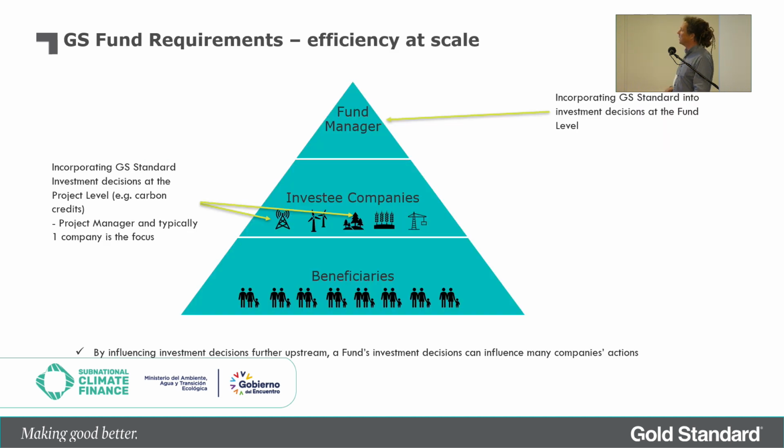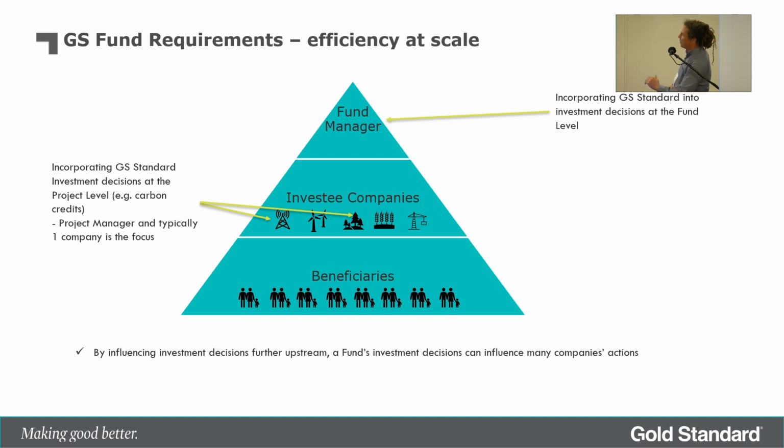And the final point that we were considering when developing these is the idea of scale. So gold standard historically has always been about project investments. And so you can see on the pyramid there, I'm sure people at the back probably can't read the writing, but the second layer there is really where projects are. If you make an intervention in a project, the number of beneficiaries that you actually reach is much smaller than if you go further up the food chain, or further upstream, to the fund manager, to the people controlling where monies are invested in companies.